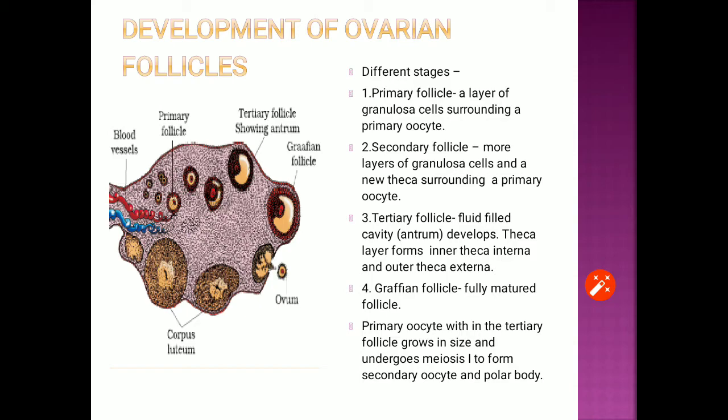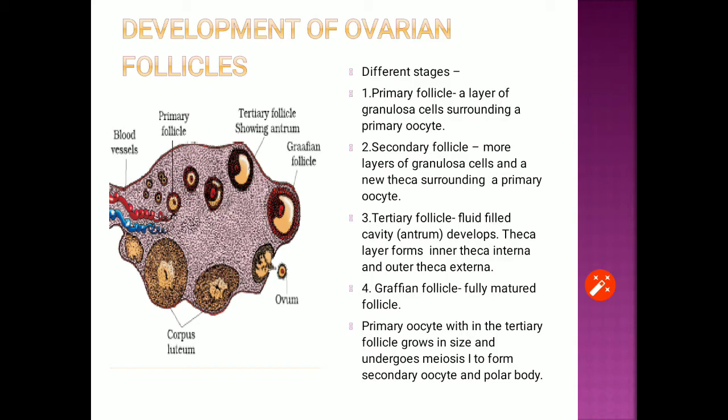Now the development of the ovarian follicles, different stages. Primary follicle: a layer of granulosa cells surrounding a primary oocyte. Secondary follicle: more layers of granulosa cells and a new theca surrounding a primary oocyte. Tertiary follicle: a fluid-filled cavity called the antrum develops. The theca layer forms an inner theca interna and an outer theca externa. The Graafian follicle is the fully matured follicle with a well-developed antrum.